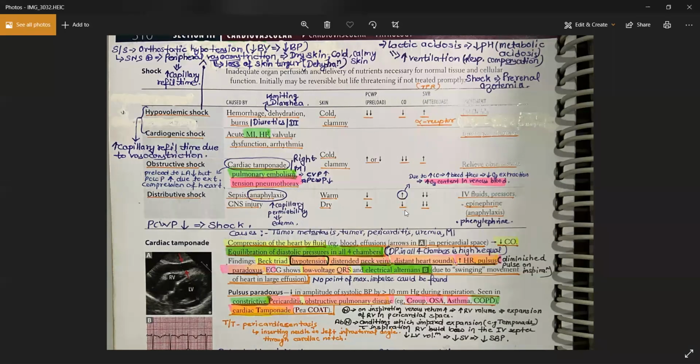Then again, the cardiac output is reduced. The PCWP will also be reduced. Because of the vasodilation, you will have a reduced afterload. And the treatment is that you can't do anything in case of CNS injury, of course. So no treatment.